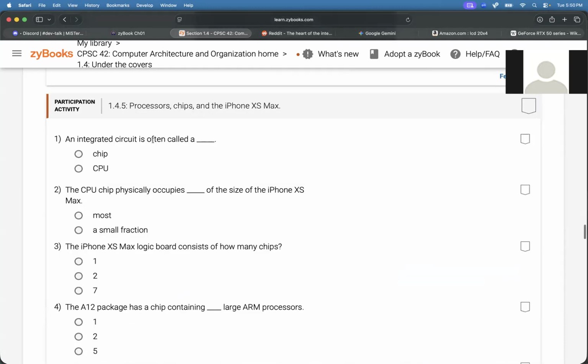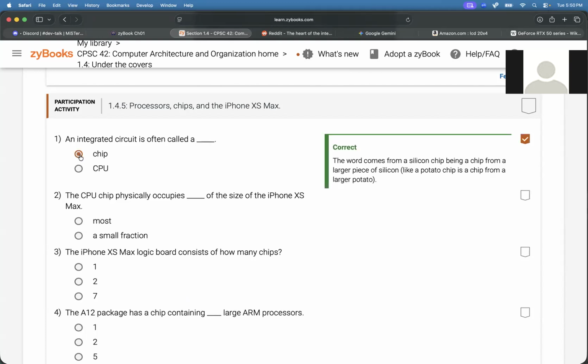An integrated circuit is often called a chip. They're not called CPUs because there's a lot of different chips. So a CPU could be called a chip, but so could like RAM. You could have a chip of RAM. Also, your video card has a chip in it, right? So any kind of computer circuit in a single package is going to be called a chip typically.